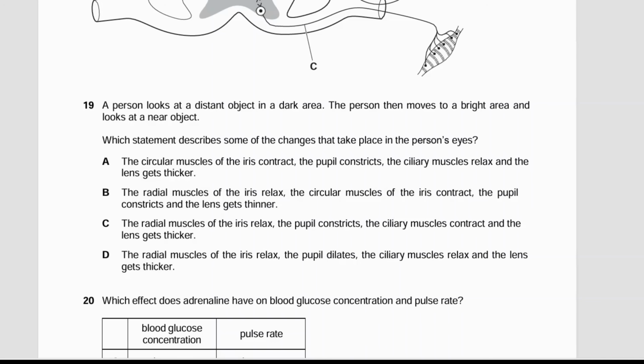When it comes to a brighter area, the pupil will constrict. So it would be A or C. And when you have to look at the near object, the lens gets thicker. Wait, the ciliary, okay, both A and C say the lens gets thicker and the pupil constricts, but they differ in the muscles. What causes the constriction of the pupil and what causes the thickness of the lens? Now this is the right question.